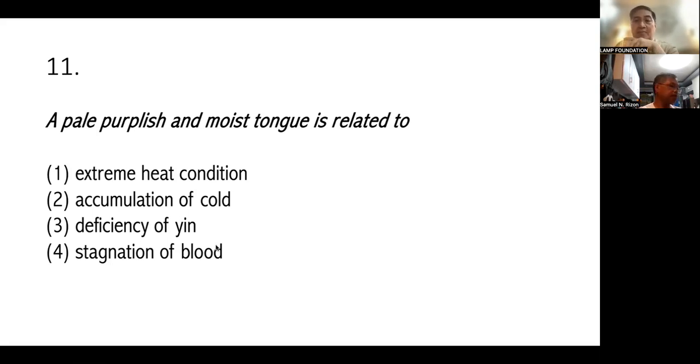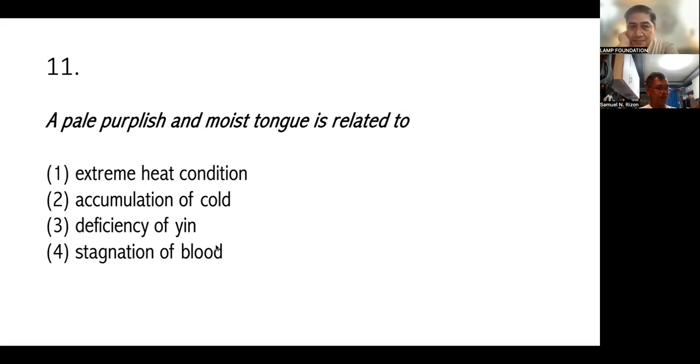Di ba familiar ka na sa pulse diagnosis, Ma'am Ami, di ba? Medyo po. Okay, wag medyo, dapat familiar na. Tapos na tayo sa diagnostics, di ba? This is just common sense. Okay, sabi mo kasi, accumulation of cold and stagnation of blood. So, paano mo makokonfirm using the pulse na cold? Ang cold po, pale po siya. No. I'm talking about the pulse.